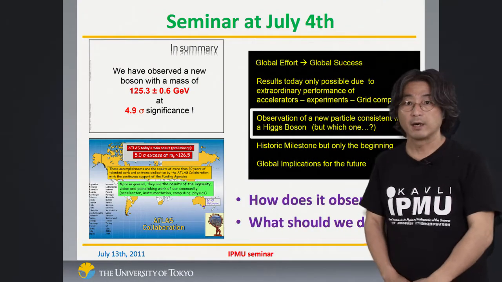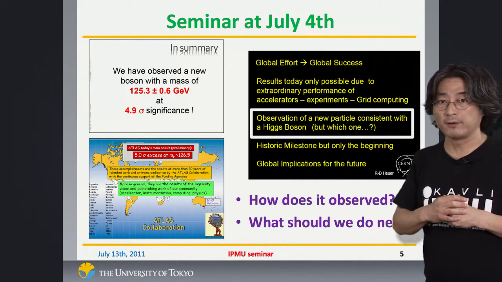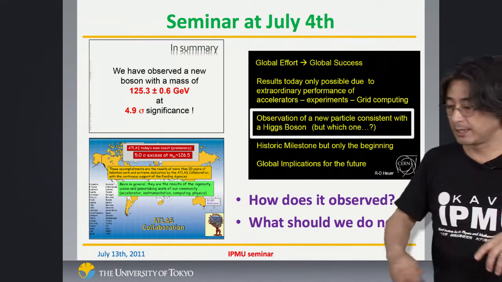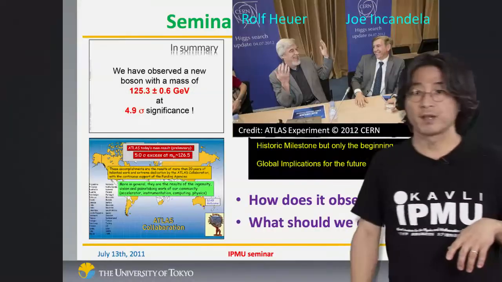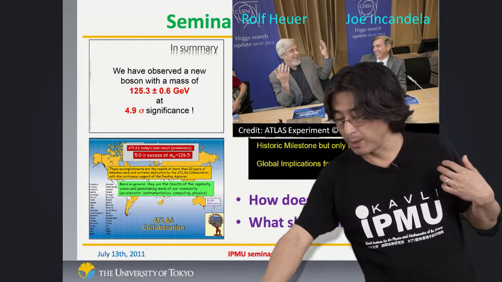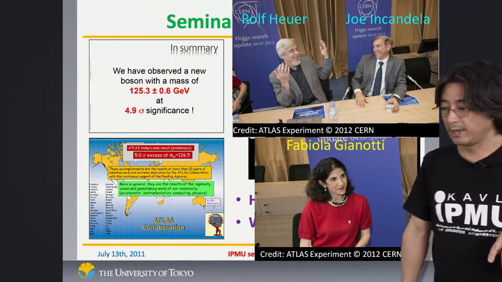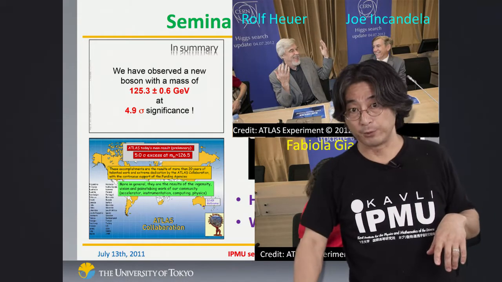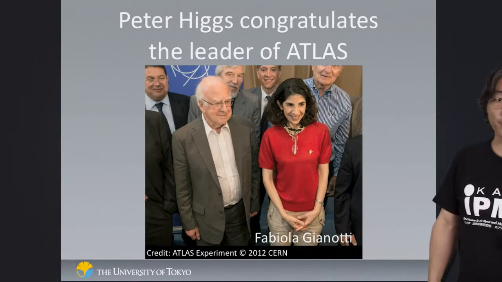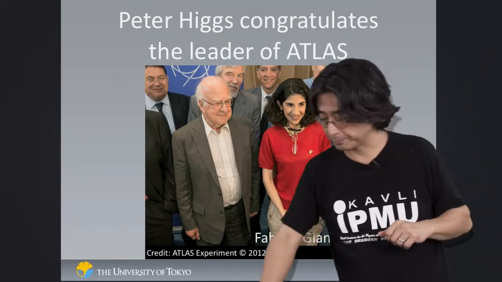So on the July 4th, 2012, there were a series of talks presented by the leaders of this experiment, and one of them claimed 4.9 sigma when you want to have 5 sigma, and the other one did reach 5 sigma level, and that is why the people announced the discovery of a new particle they were looking for. And one of the leaders of the experiment is being congratulated by Peter Higgs himself.